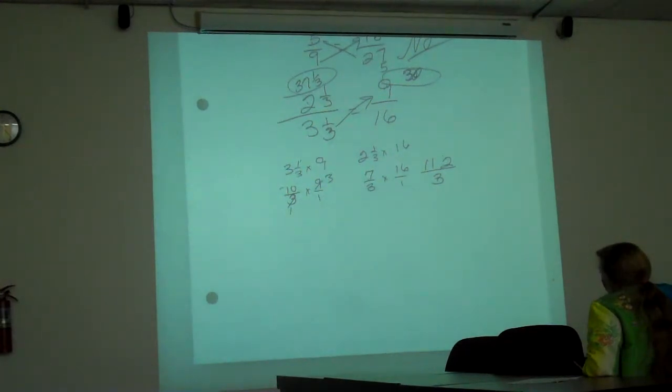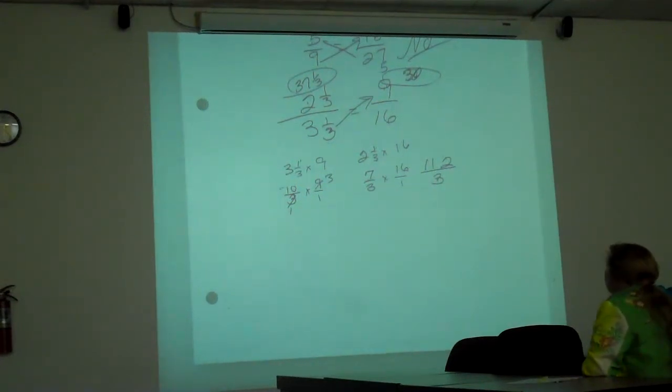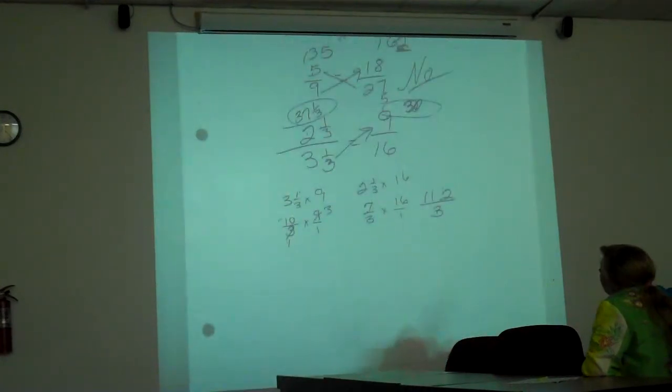Anytime it gives you one, you could do that, or you could reduce both of them. It's easier just to multiply them out. So when you multiply them like that, if they're not equal, it's not a proportion.